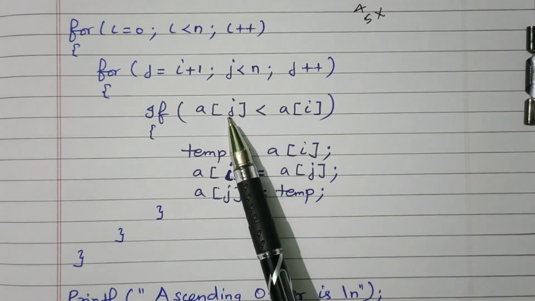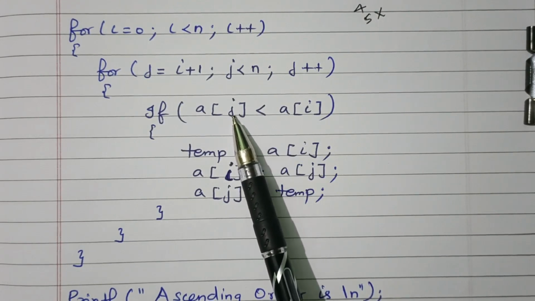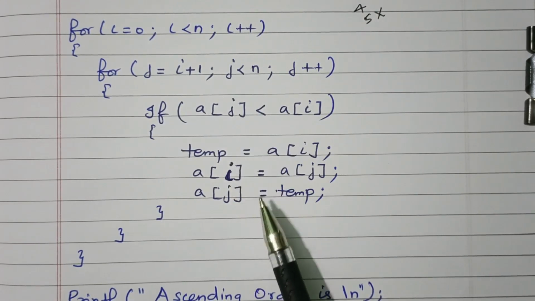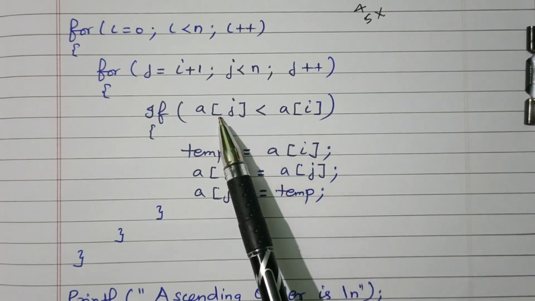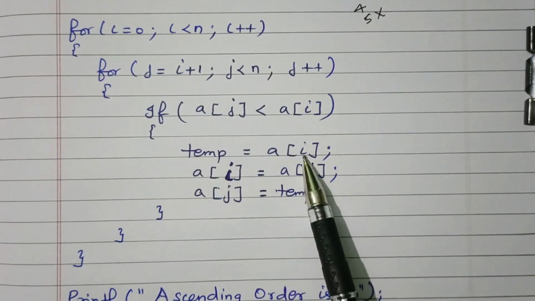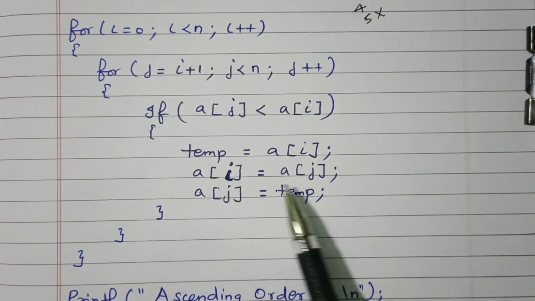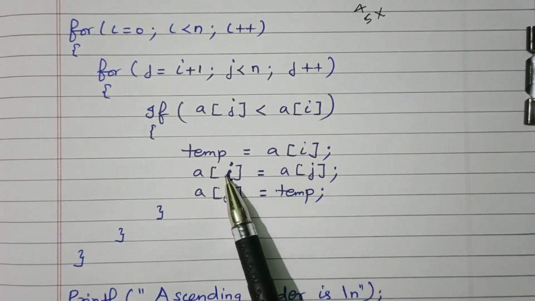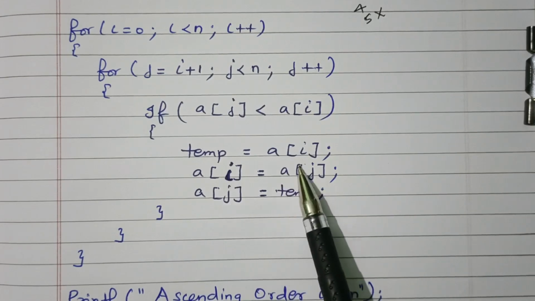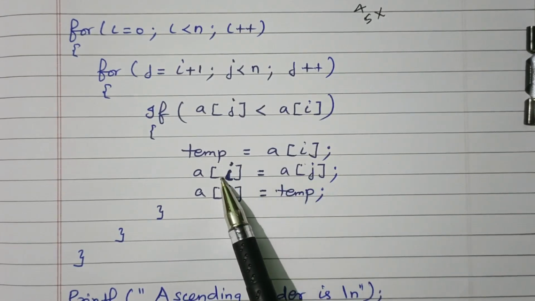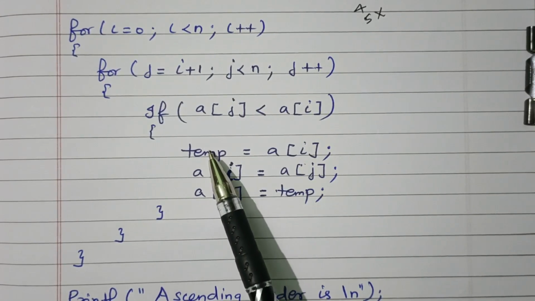Right? If the second, third, or fourth number is lesser, we need to interchange them. We need to interchange a of i and a of j. A of i is temporarily placed in a temporary variable. Then a of j is stored in a of i. Now it is overwritten: a of j's value is placed in a of i.